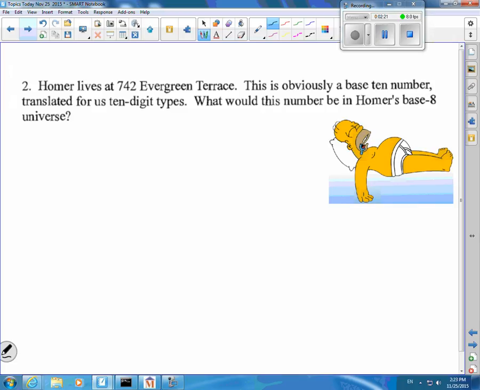Next, Homer Simpson lives in a base 8 universe because, as anybody who's ever watched this cartoon knows, he only has 4 fingers. That's just something they do in most cartoons to keep the animation cheaper to make. It's just easier to draw 4 fingers than it is 5. So Homer lives at 742 Evergreen Terrace, and that number they're saying is a base 10 number. Sometimes we write that like this too.